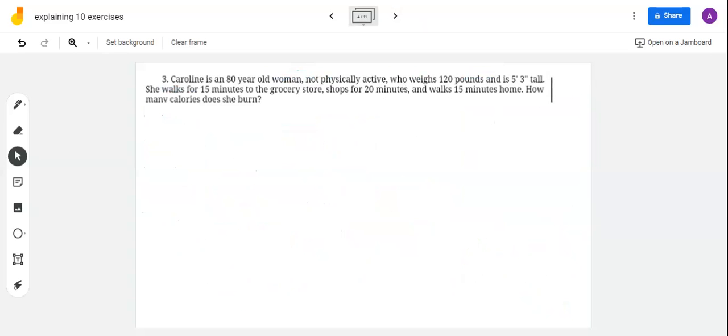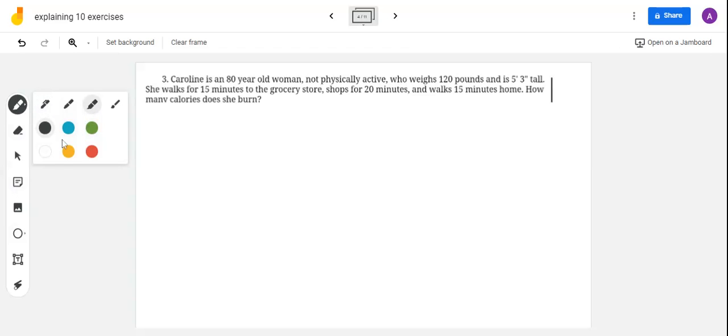Question 3. Caroline is an 80-year-old woman, not physically active, who weighs 120 pounds and is 5'3" tall. She walks for 15 minutes to the grocery store, shops for 20 minutes, and walks 15 minutes home. How many calories does she burn? All right, so this is a bit of a trickier one. So here are the main elements that you need to know.